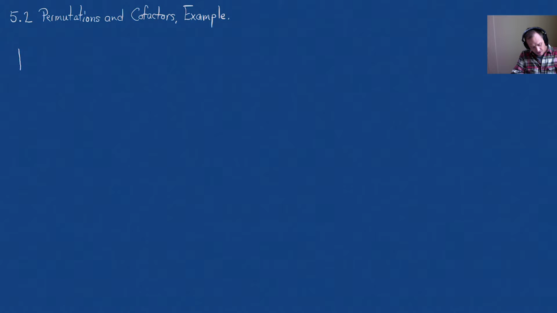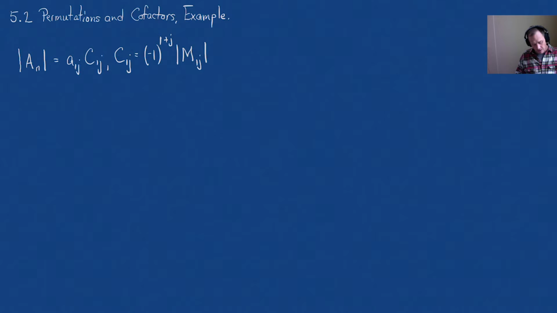And here's what we said. We said that the cofactor formula for some n by n matrix A is A_1j times C_1j, where C_1j is negative 1 raised to the 1 plus j times the determinant of the sub 1j matrix, and j goes from 1 to n.